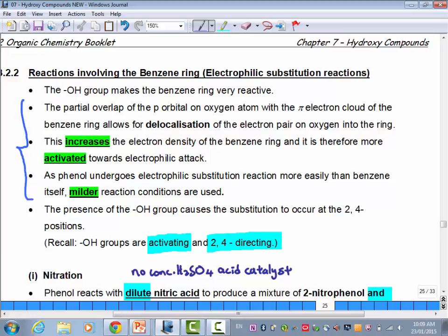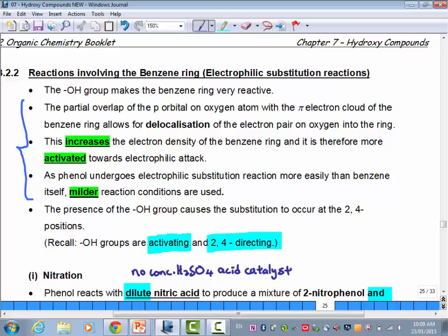Why does the OH group make the benzene ring in phenol undergo electrophilic substitution more readily? It's because the lone pair of electrons on O can be delocalized to the benzene ring, which increases the electron density of the benzene ring, thus making it more susceptible towards electrophilic substitution.